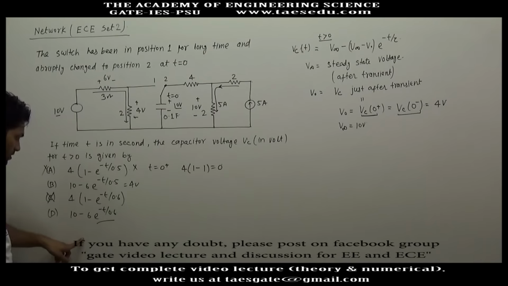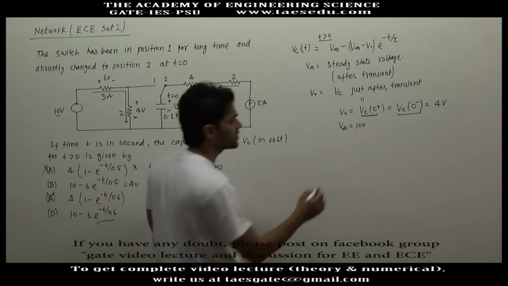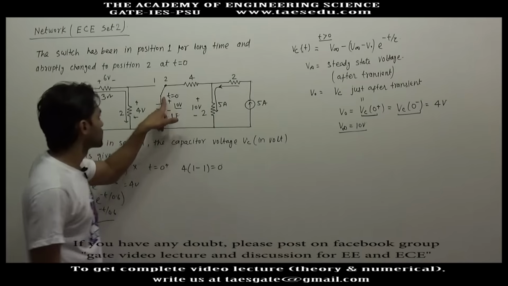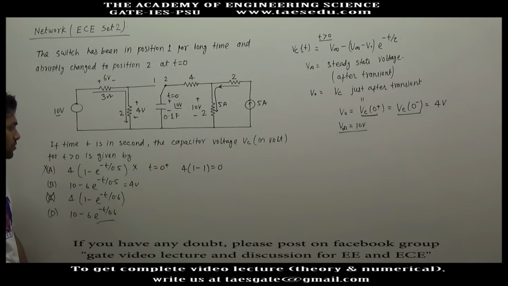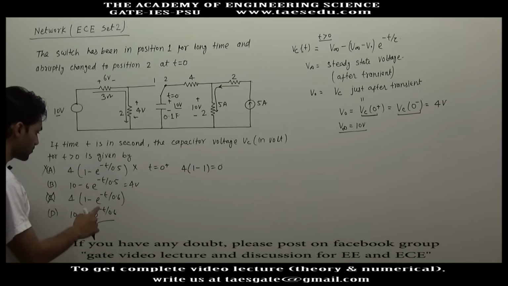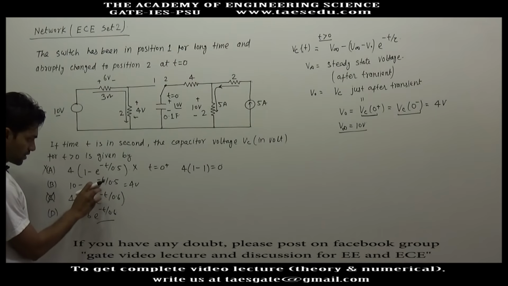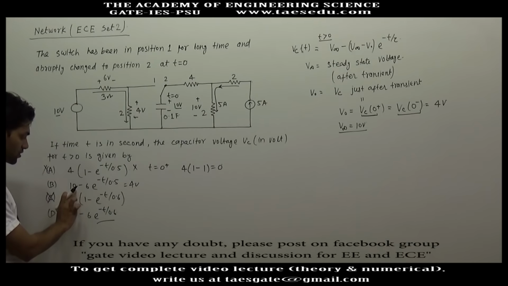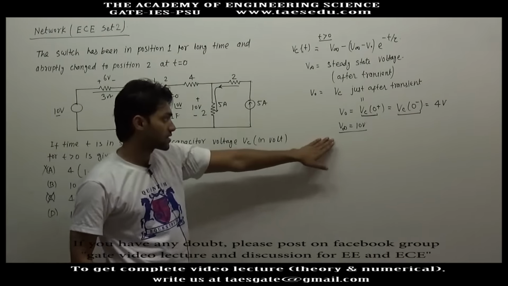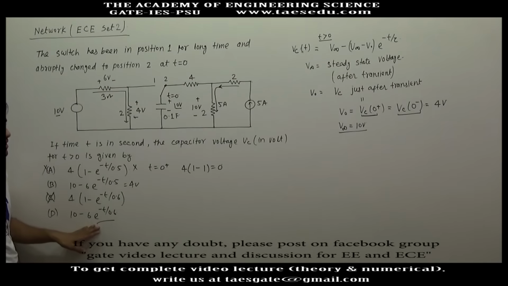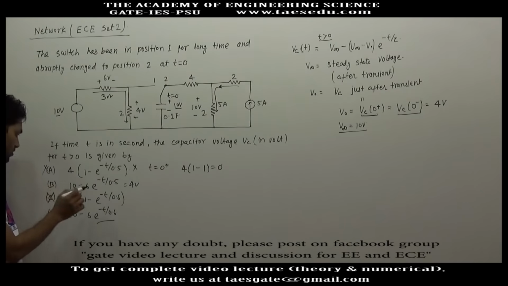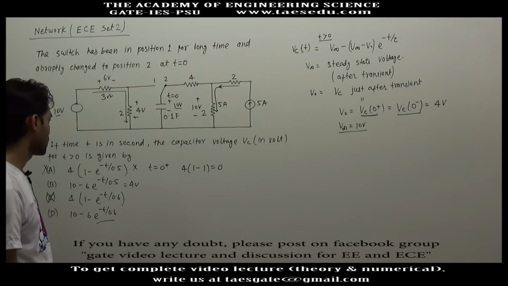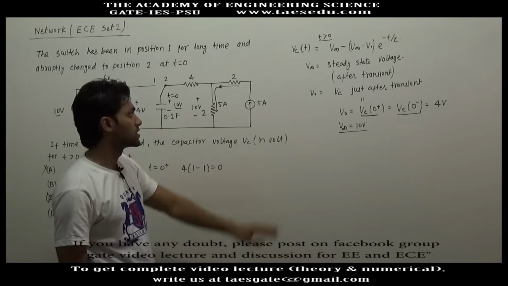Now in options B and D, if you check the steady state capacitor voltage, when the switch is connected to position 2, you put t equal to infinity. This will give you e to power minus infinity, and e to power minus infinity is 0, so this will give you 10 volt, which is correct, and option D will also give you 10 volt. So again you cannot eliminate either of the options B and D on the basis of steady state voltage.